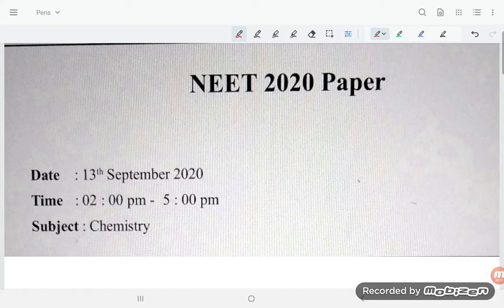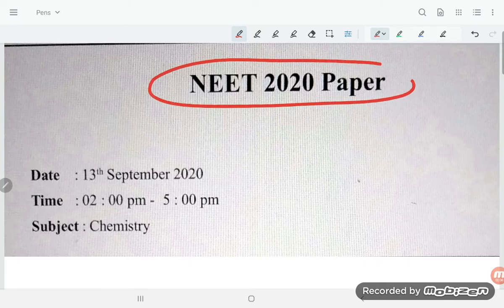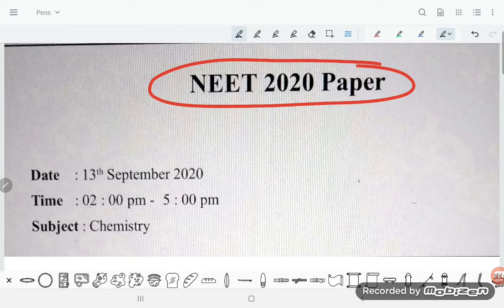Hello, good evening, students. Let us have a look at the NEET 2020 paper. If you talk about the NEET 2020 paper, it's quite an easy paper, I know, below average. The difficulty level is moderate.